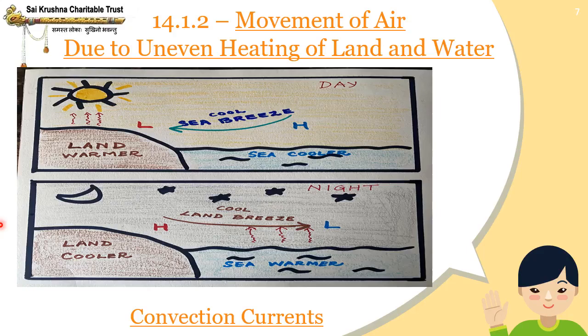Notice that during the day, the sun heats the land faster than water. Remember, just like sand got heated faster than water in our experiment. Now the warm air over the land rises up just as in the experiment with the candle. Air expands, gets lighter, creates a low pressure at the surface of the land.